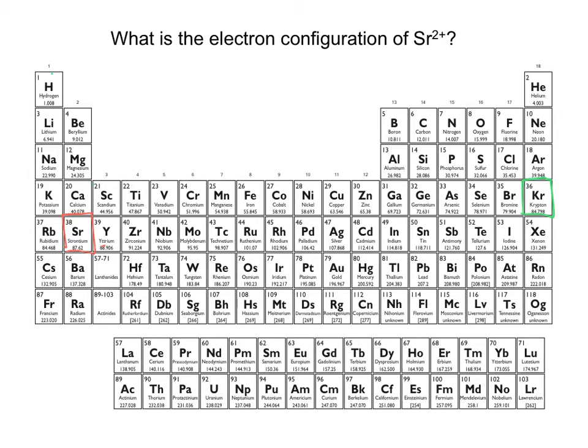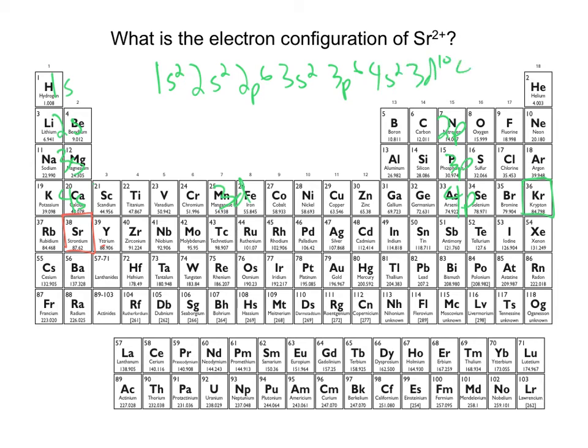So for krypton, we're going to have the 1s, 2s, 2p, 3s, 3p, 4s, then the 3d, then it's going to be 4p, and we're in the 6th column, so we'll end with 4p6. So that would be the electron configuration for strontium 2+.